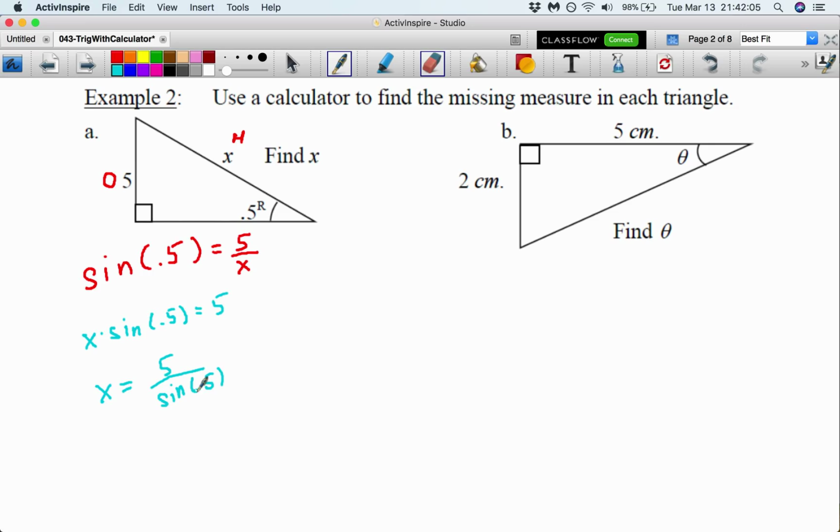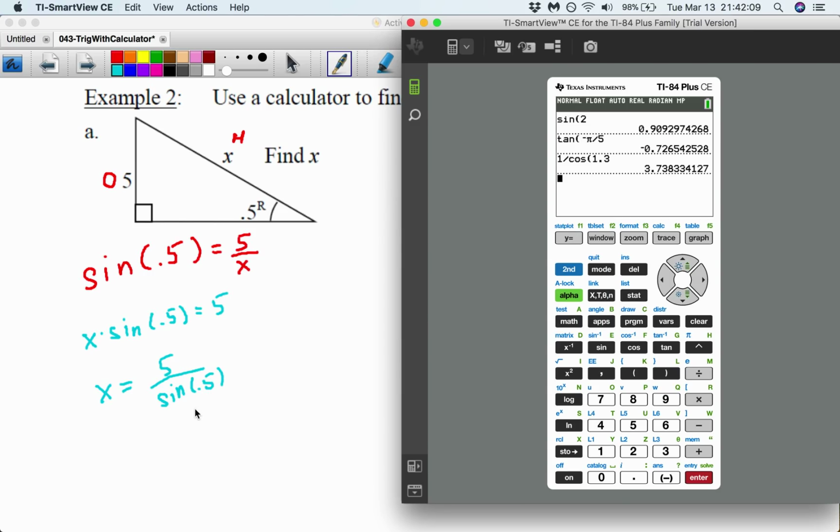And this is what we're going to type in the calculator. This is an exact value for x. An inexact value would be 5 divided by sine 0.5. If you're ever wondering how to tell if the problem's in radians or not, it's always in radians. It's in radians unless it tells you otherwise. And we get 10.429.